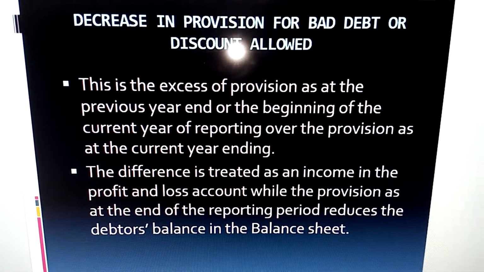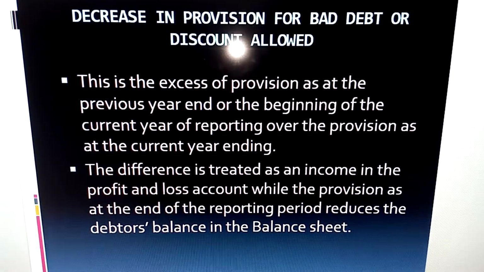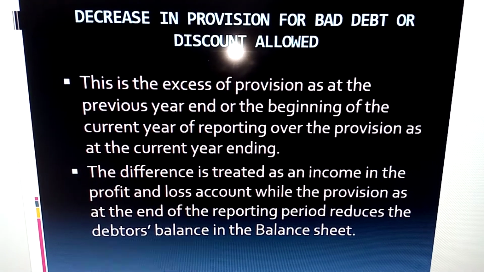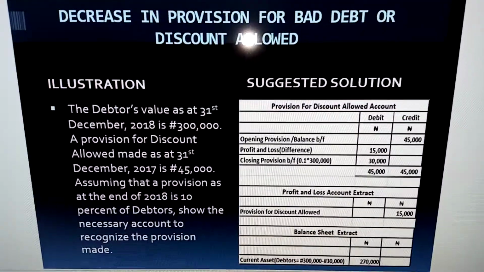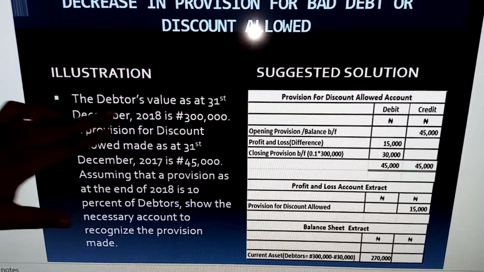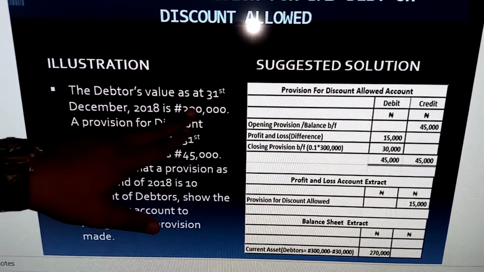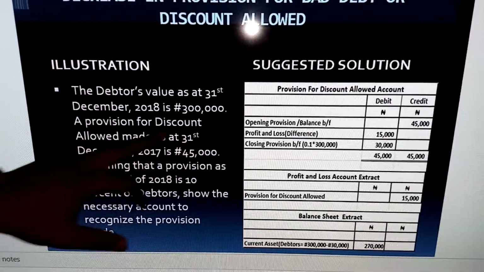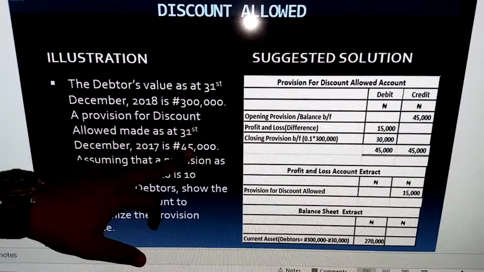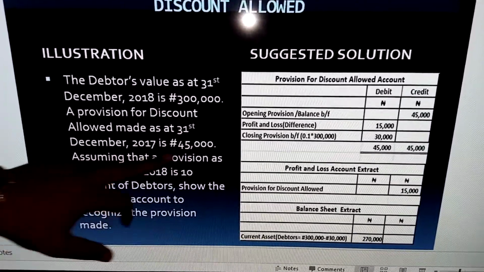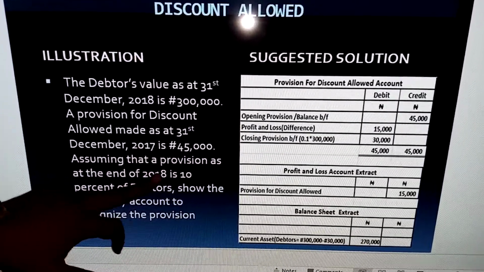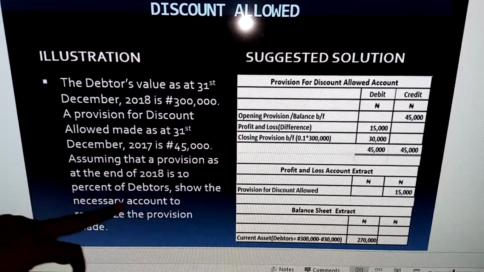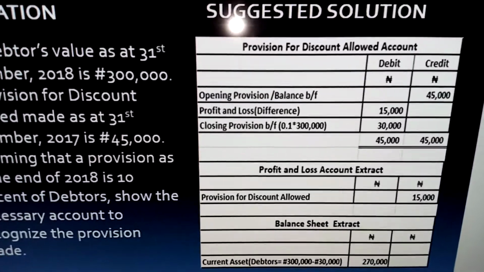The difference is treated as an income in the profit and loss account, while the provision at the end of the period reduces the debtors balance in the balance sheet. So here we have an illustration. The debtors value as at 31st December is 300,000. Provision for discount allowed made as at 31st December 2017 is 45,000. Assuming that the provision as at the end of 2018 is 10% of debtors, show the necessary account to recognize the provision.